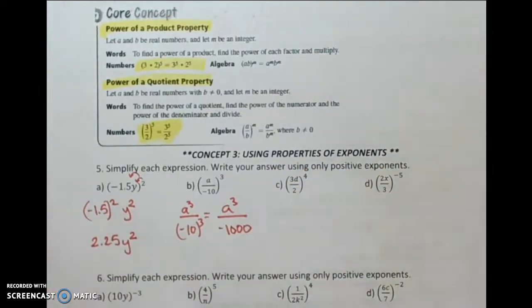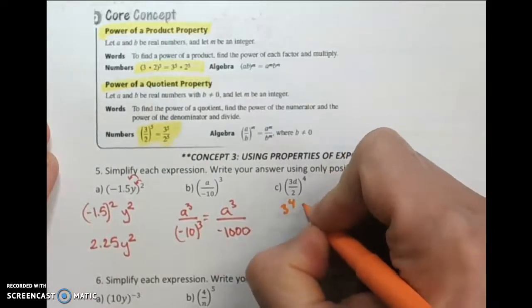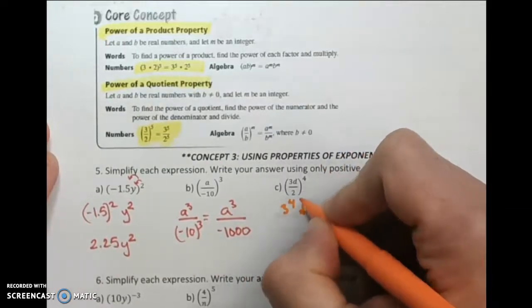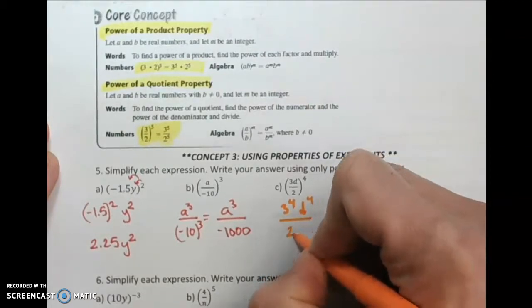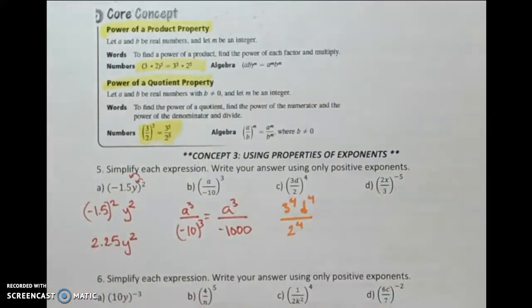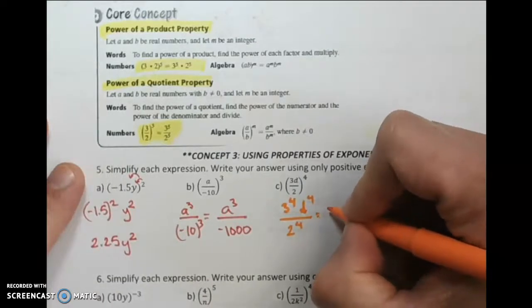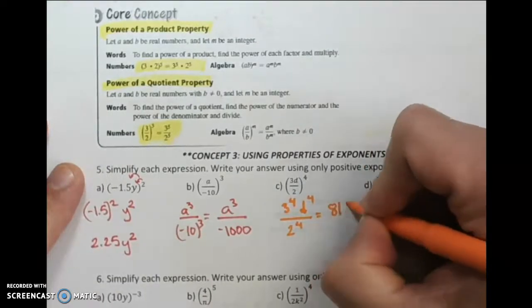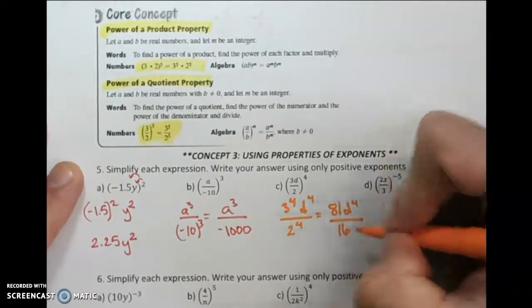Alright, C. I have 3b divided by 2 to the 4th power, which means I have 3 to the 4th power, b to the 4th power, all divided by 2 to the 4th power. And nothing really left to do but to simplify. 3 to the 4th power is 81. b to the 4th power, all divided by 2 to the 4th power, and that's 16.